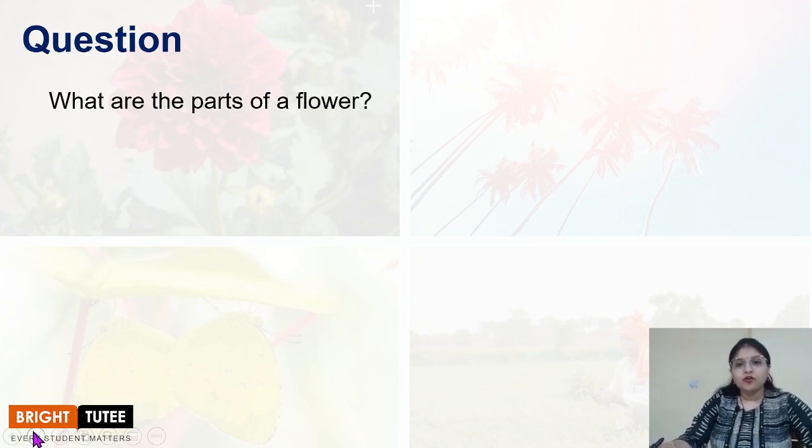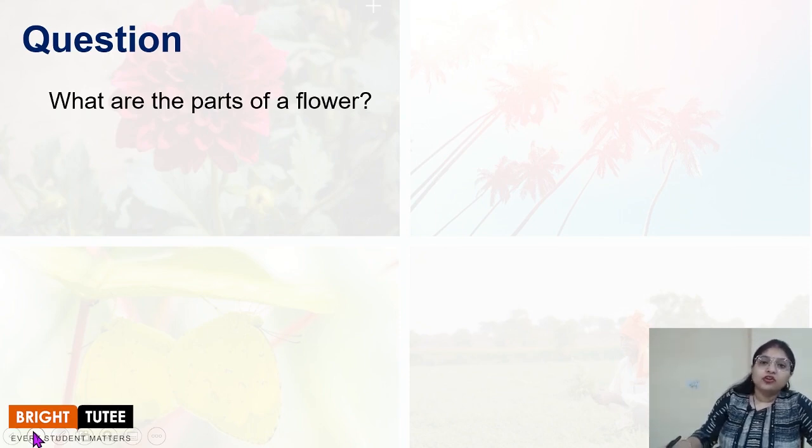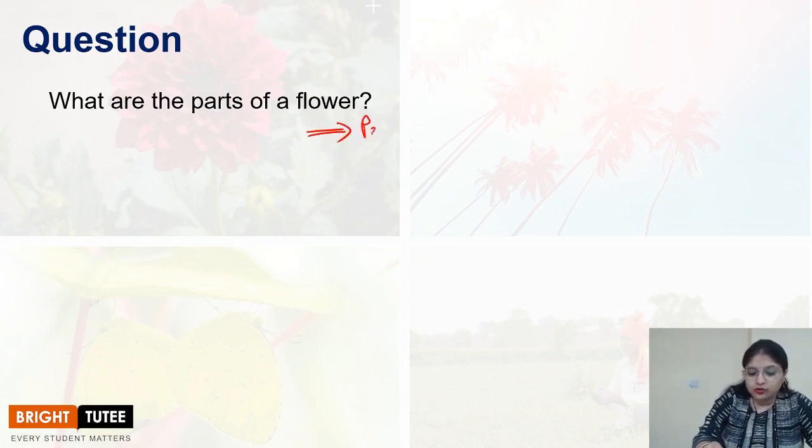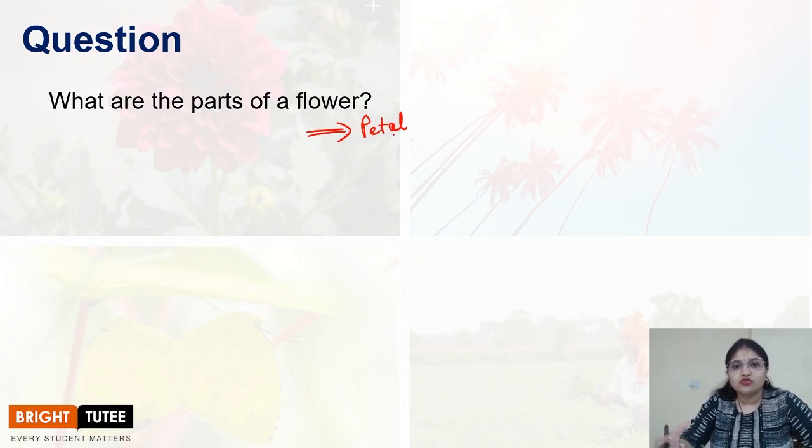What are the parts of a flower? Like in the previous session, we have studied about the different parts of a flower. Let's just enumerate what the different parts are. So the first part which you notice is the petal, right? This is the brightly colored part which is very attractive, and it is the part with the help of which you are able to identify a particular plant, right?